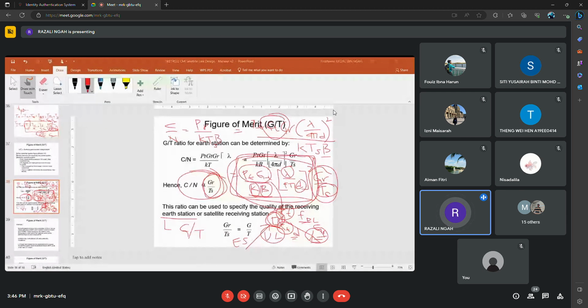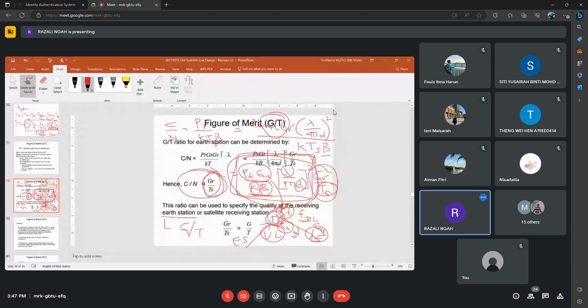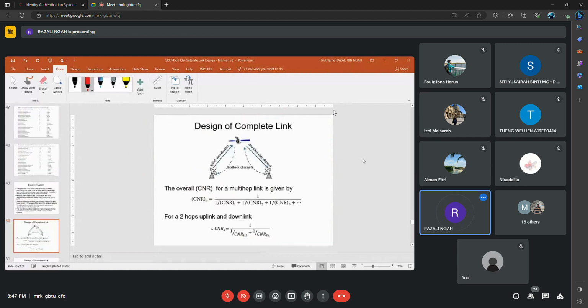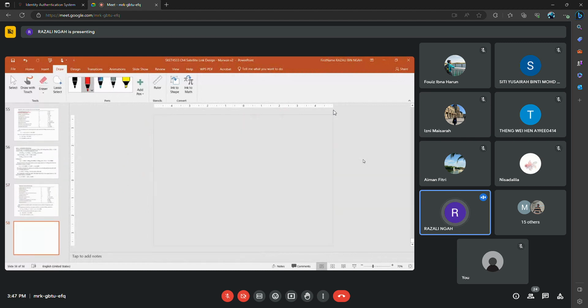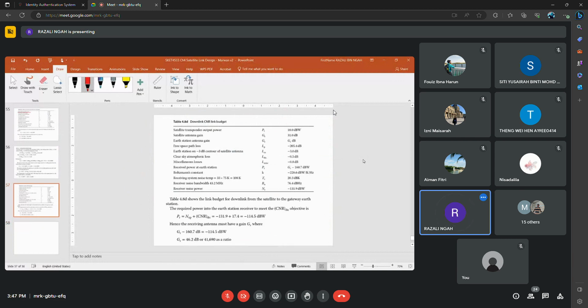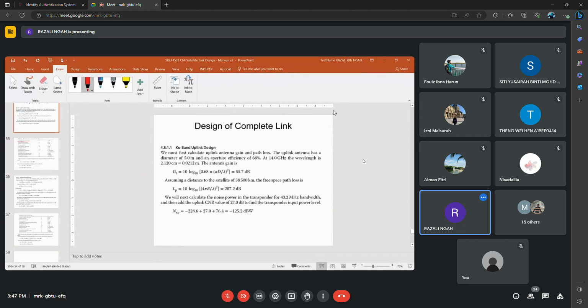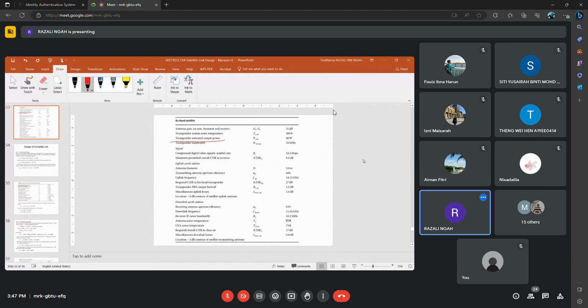I think there is one in the slide. Maybe I deleted it, or I deleted the parameters. This one is uplink, an Earth station, and downlink, an Earth station. Let's say we refer to this one.